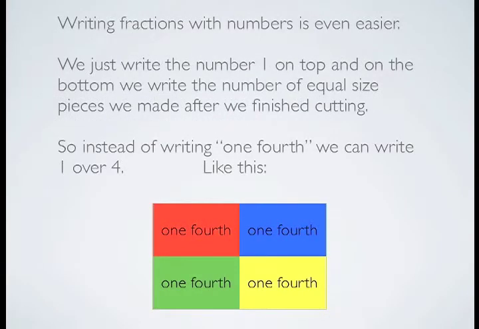Writing fractions with numbers is even easier. We just write the number 1 on top, and on the bottom we write the number of equal-sized pieces we made after we finished cutting. So, instead of writing one fourth, we can write 1 over 4, like this.